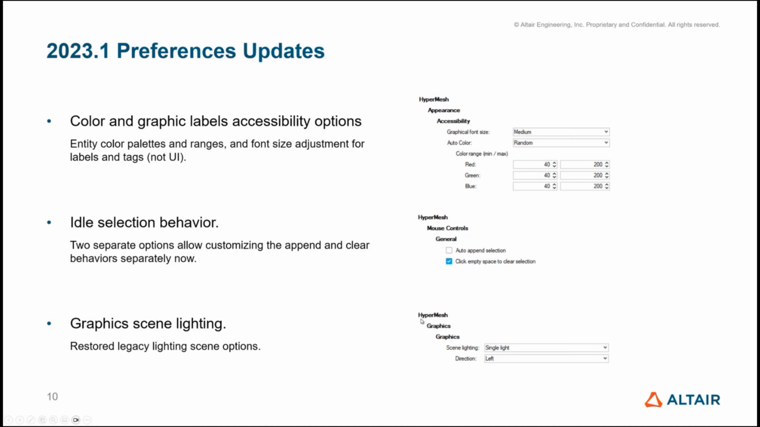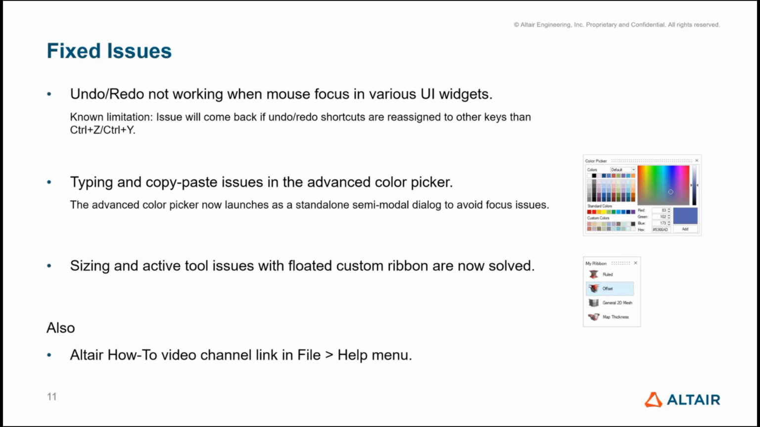There are also some options that were missing that were added. This is something that was there in Classic, the lighting scene. For the graphics, you can change it between single light, and you can choose the position of the light. And then there are the other two multi-light CAE and CAD presets that you can try. These are the same that were there in Classic, just were missing. So we've added them back, also in preferences.